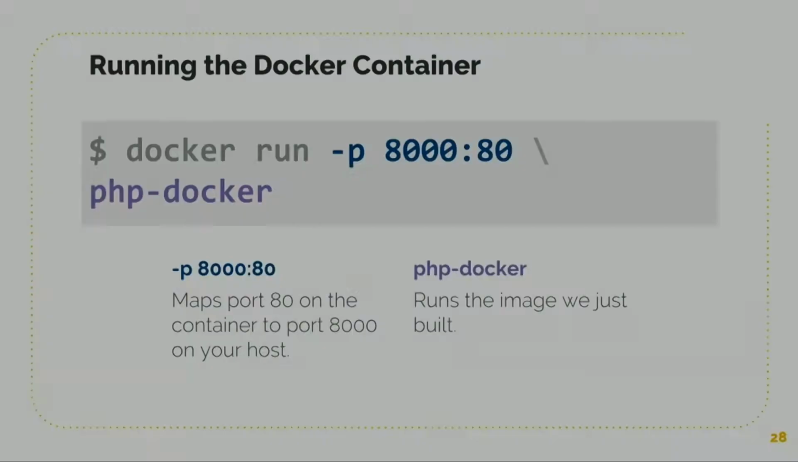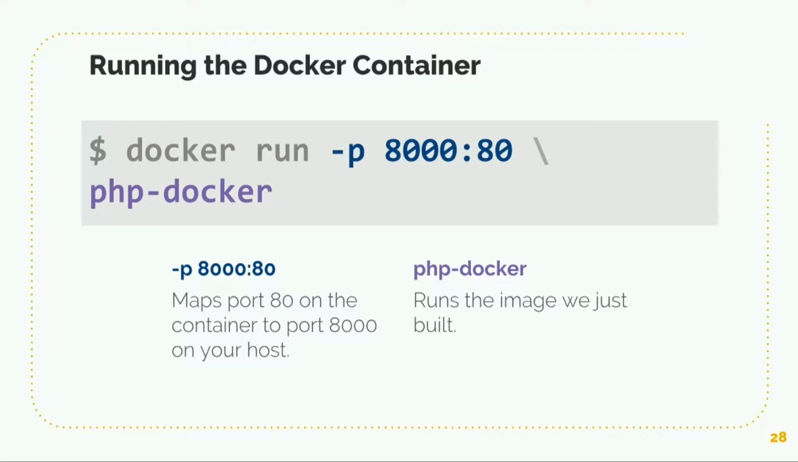So docker run -p 8000. So the only new thing here, we've already looked at what docker run does. php-docker is the name of the image we want to run, and so it's just that image that we just created. So php-docker, pretty explanatory, I think. And then -p 8000:80. What this is doing is mapping a port from the Docker container that's running on port 80 of that container to port 8000 of our localhost.